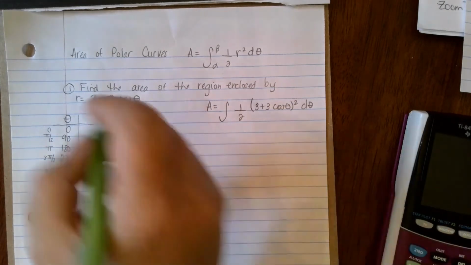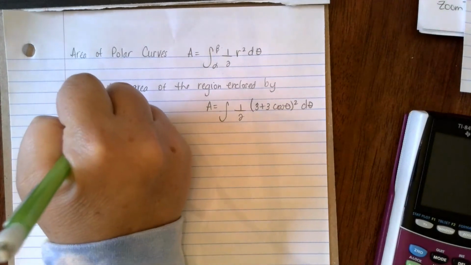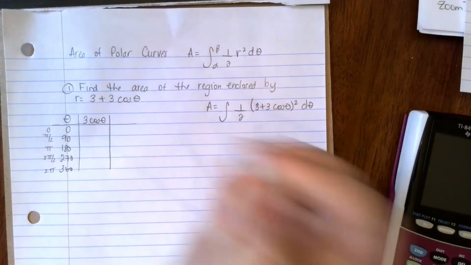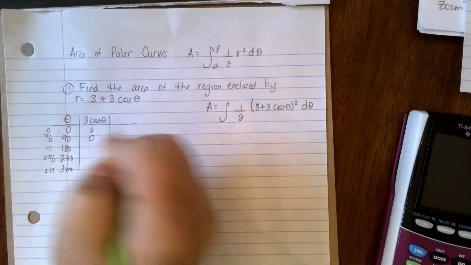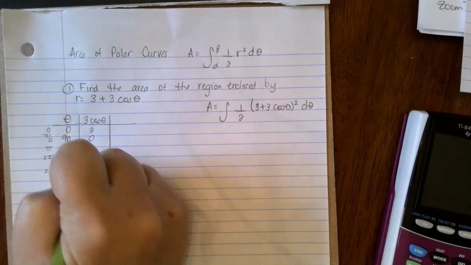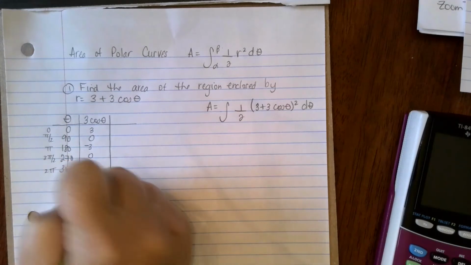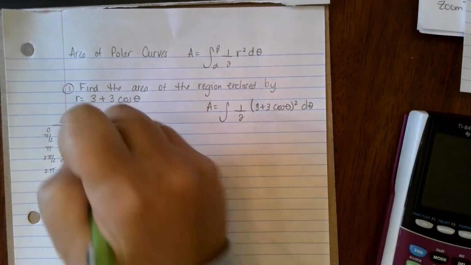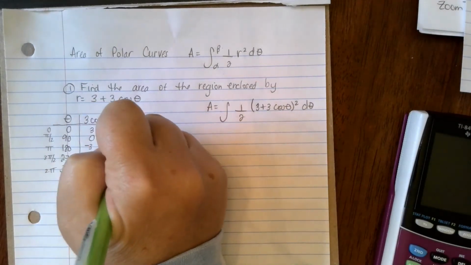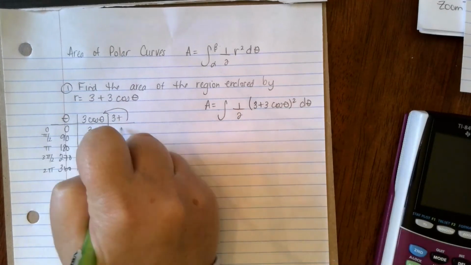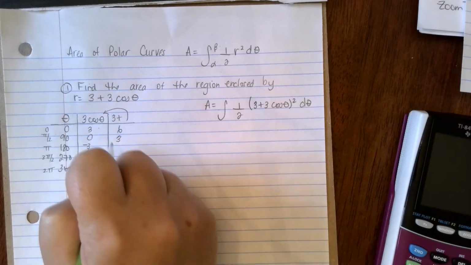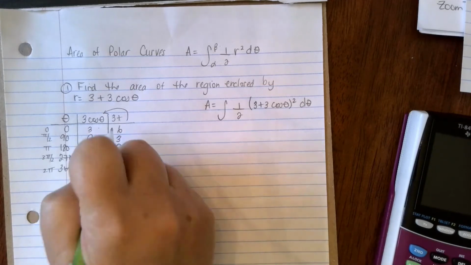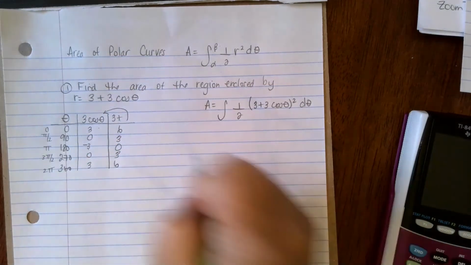Okay? So we're going to start with 3 cosine theta. Now, cosine starts with the amplitude, so that's 3, and then it goes to 0, then it goes to the negative amplitude, back to 0, and then back up to the amplitude. Then we go here, 3 plus all of that stuff. So 3 plus 3 is 6, 3 plus 0 is 3, 3 plus a negative 3, that's going to be 0, then we're back to 3 and 6.